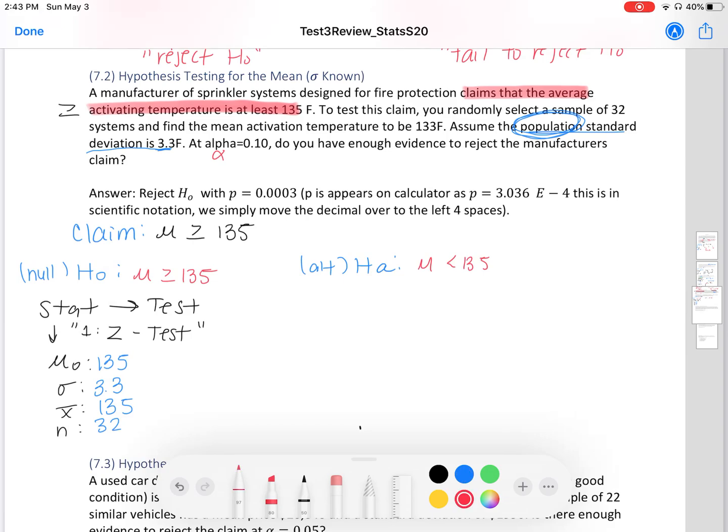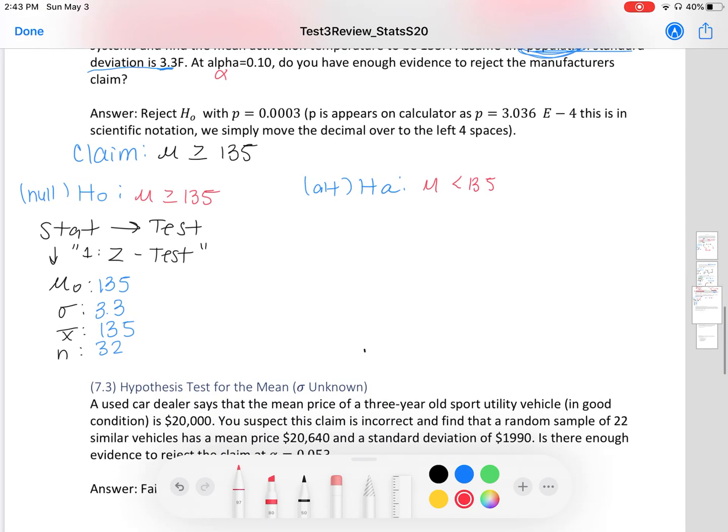Last piece, we have to say what kind of tail test it is. Our option is right-tailed, left-tailed, or two-tailed. Always look at your Ha to know what kind of tail you have. Because it's pointing to the left, we have a left tail. So we want to choose the option that looks like this: less than mu naught.